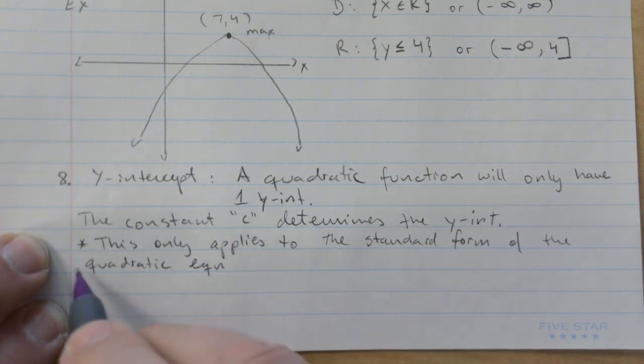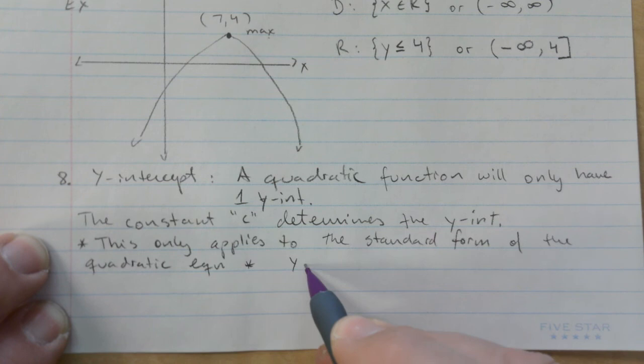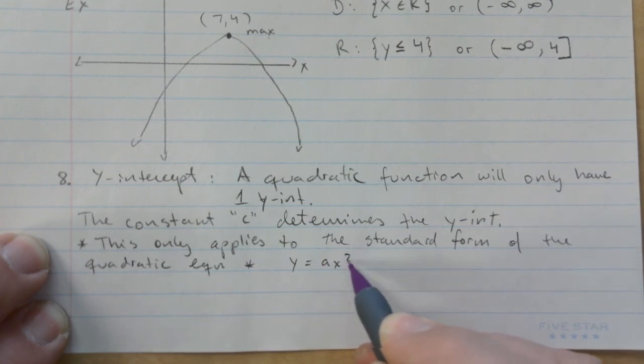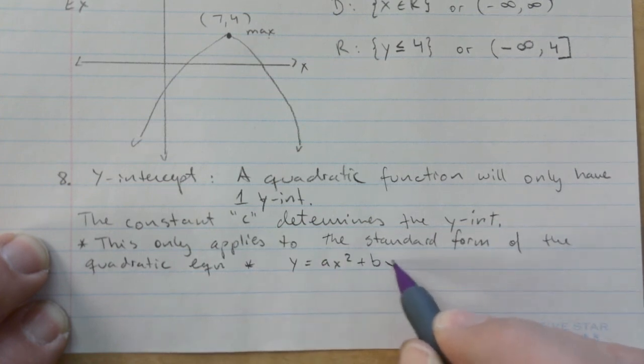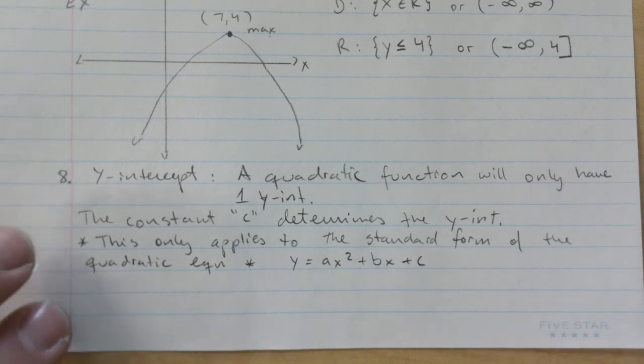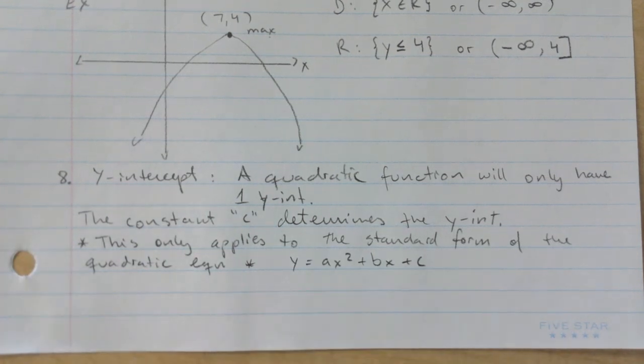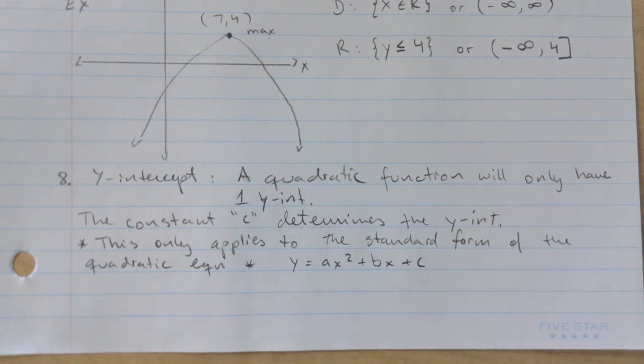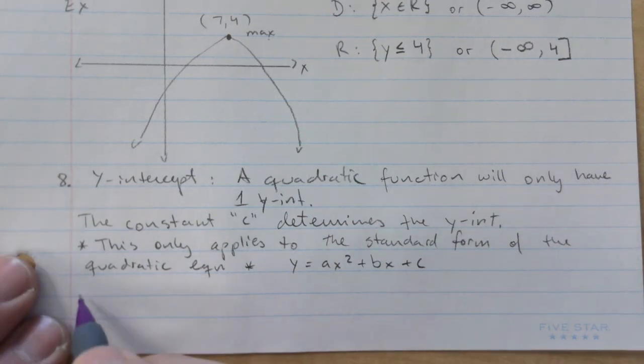And by that, what I mean is it has to look like this. Right, it has to look like this. If you have any brackets or anything like that going on, that value that's tagging along at the end is not the constant. And we'll look at that a little bit more when we get there. Then you'll have to use your calculator for that one.